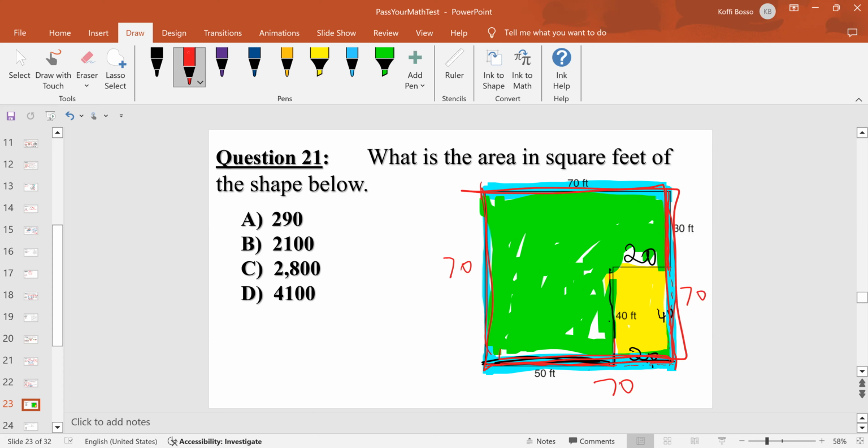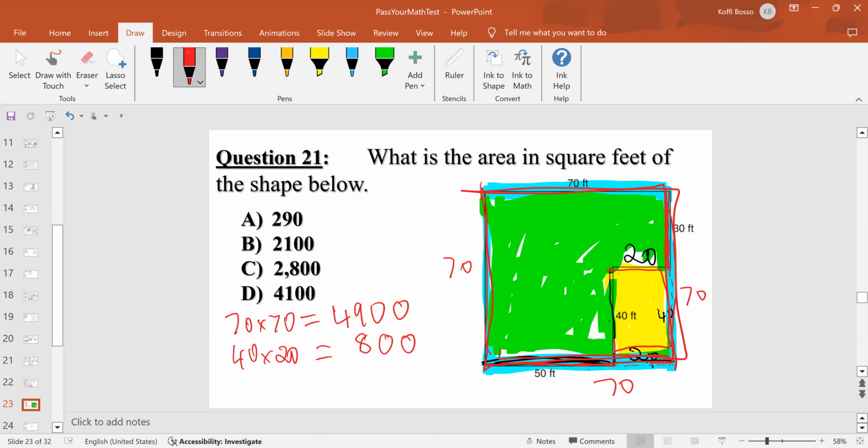So the area for that square is side multiplied by side. So 70 multiplied by 70, which is what? 4,900, sorry. So 70 times 70 gives me 4,900. Okay. Now I will find the area of the small rectangle here, which is length times width. So that will be 40 multiplied by 20, and I get what?